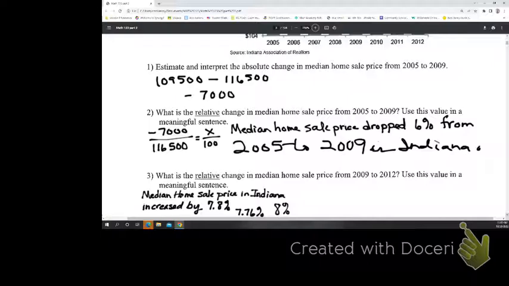So we could say it increased by that percent. Or we could just say it increased by approximately 8%. Can you say it increased by 8,500? Not if it's relative change. Okay? So if it's asking for relative change, we have to do the percent.